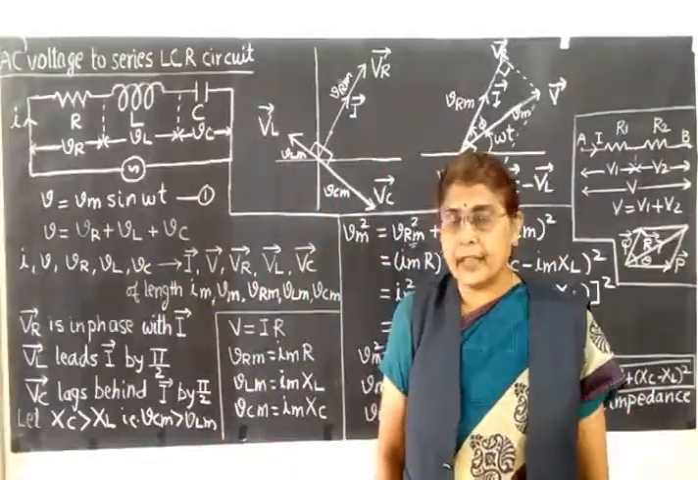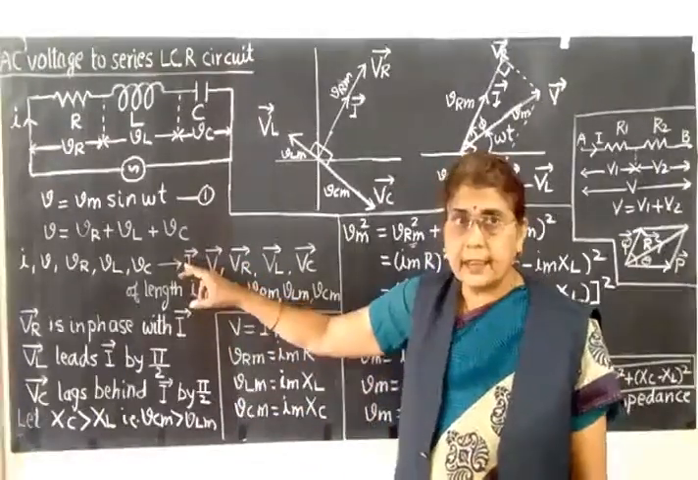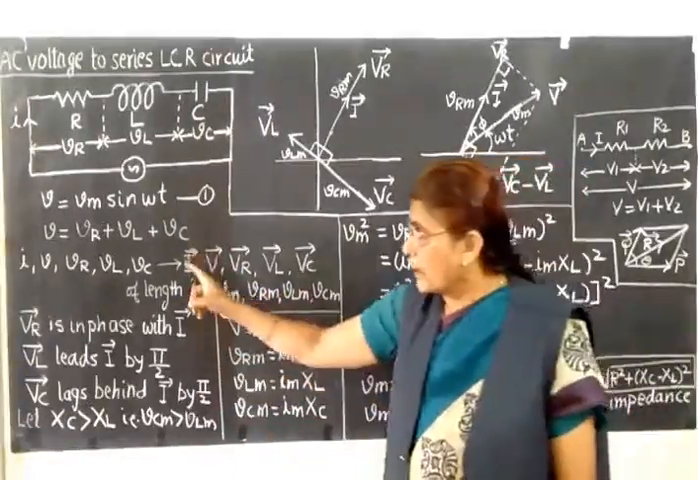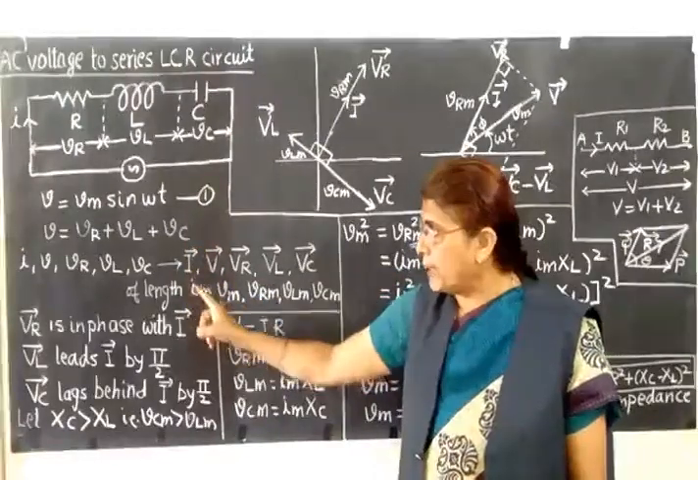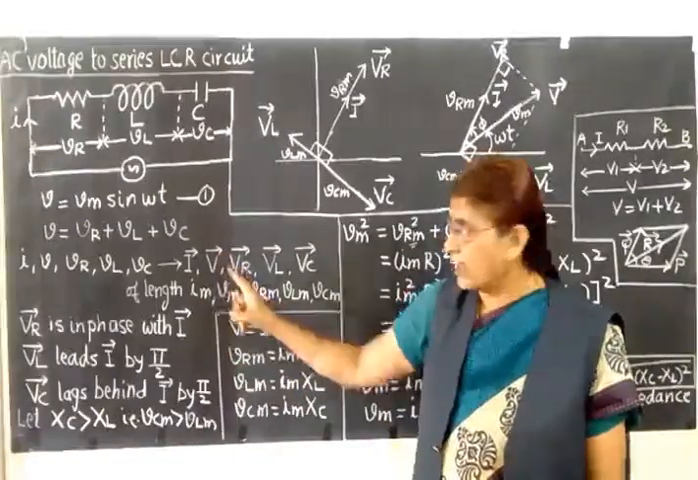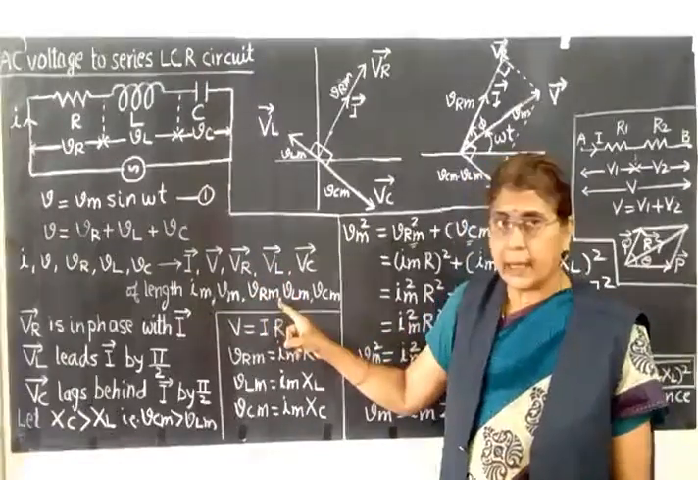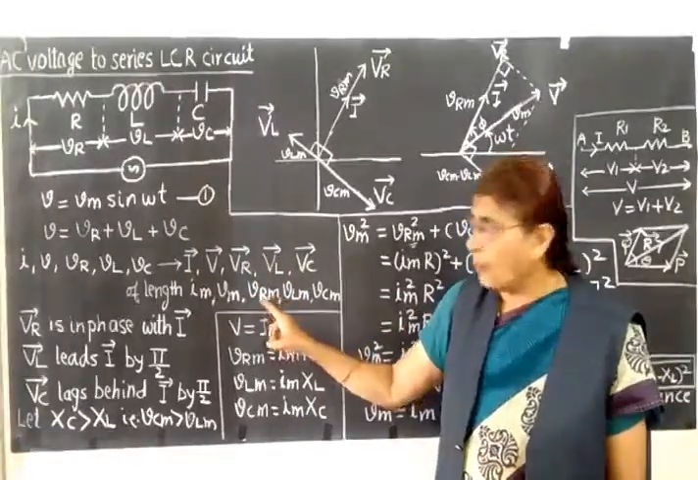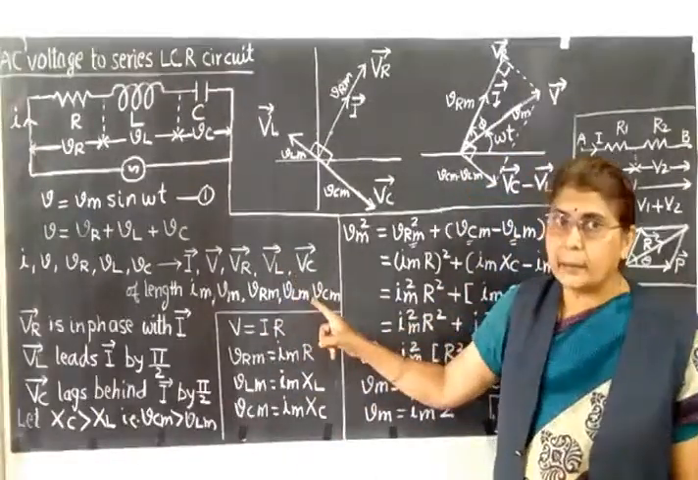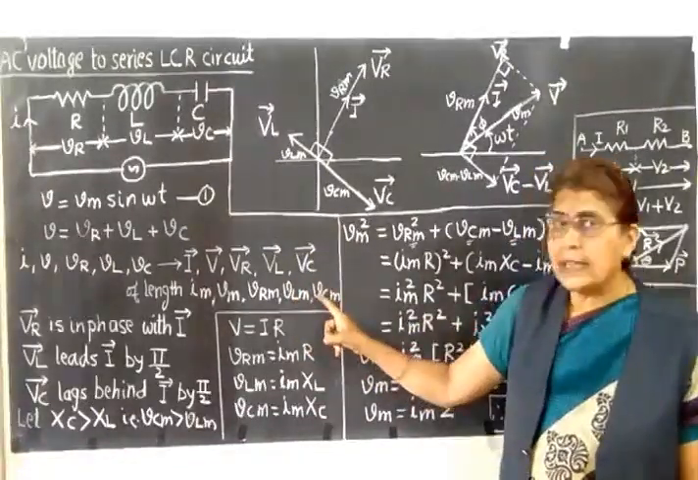Also, in the very first lecture when we had studied the phasor diagram, I had told you that the length of the phasor is always equal to its peak value. Therefore, the length of phasor vector I will be its peak value. What is the peak value of current? Im. What is the peak value of the voltage? That is Vm. What is the peak value of VR? We shall denote it as VRM. Peak value of VR. Similarly, peak value of VL is denoted as VLM. Maximum value or peak value of VL. Peak value of VC is denoted as VCM.